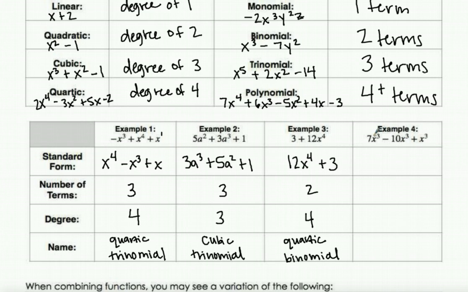In example 4, I've got 7x to the 3rd minus 10x to the 3rd plus x to the 3rd. So this one I can tell that I actually have some like terms. I know that those are like terms because they have the same variable with the same exponent. So I'm actually going to put together the 7x to the 3rd, the negative 10x to the 3rd, and the positive x to the 3rd. 7 minus 10 would give me negative 3. Negative 3 plus 1 would give me negative 2x to the 3rd.